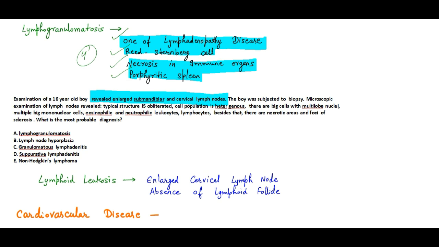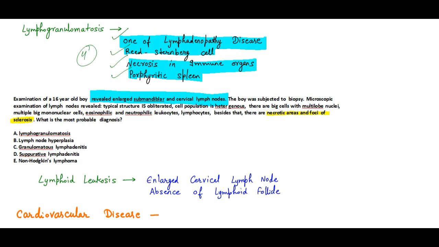So we can see here the enlarged lymph nodes. It involves the enlarged submandibular and cervical lymph nodes, and we can also see necrotic areas and foci of sclerosis. So we can say it is a complication of Hodgkin lymphoma, the sclerosis. If sclerosis is given in the question, that is also the case for lymphogranulomatosis, or Hodgkin lymphoma.